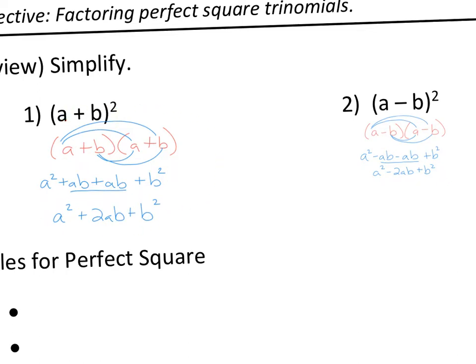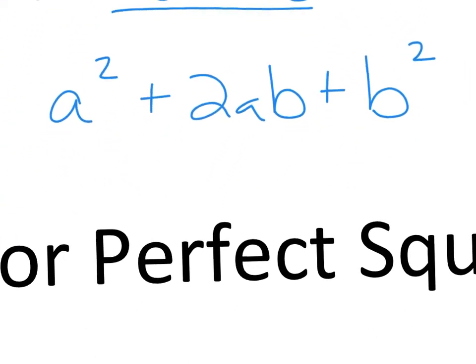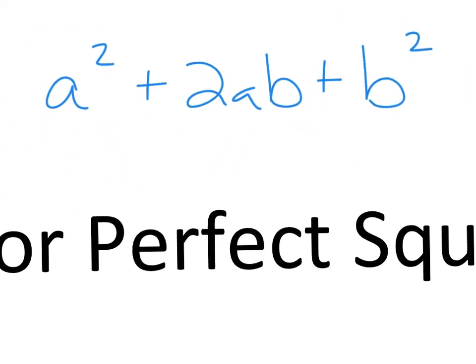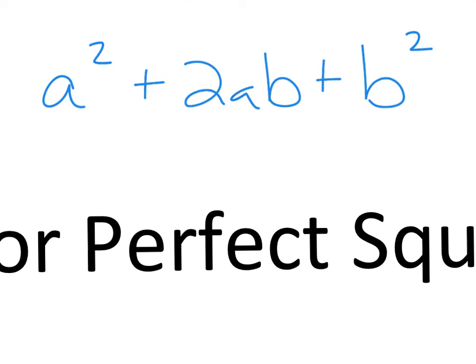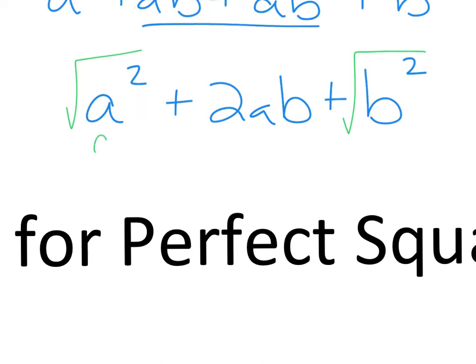Okay, so how do I know it's a perfect square? What is a perfect square? Okay, so when I'm looking at this, what I'm looking for in a perfect square is a couple things. I'm looking for, can I square root the first and the last part? Can I square root this guy and can I square root this guy? And the answer is yes. Kind of like a difference of squares a little bit. So the square root of this would be a, the square root of this would be b.